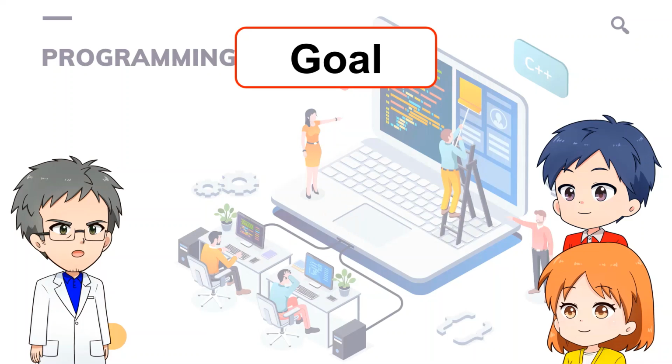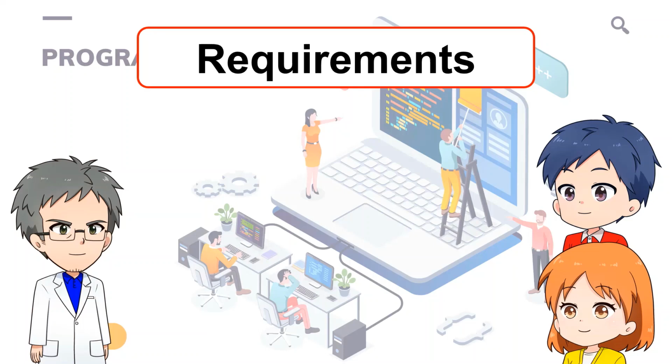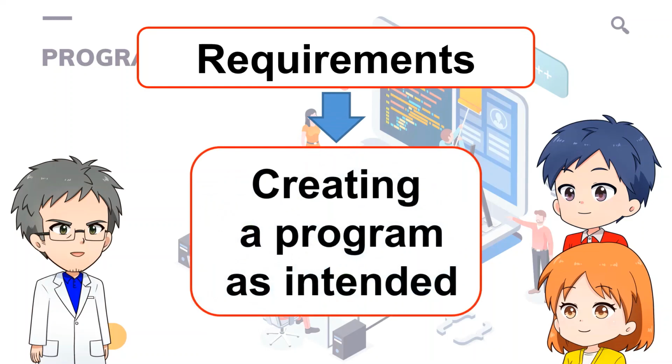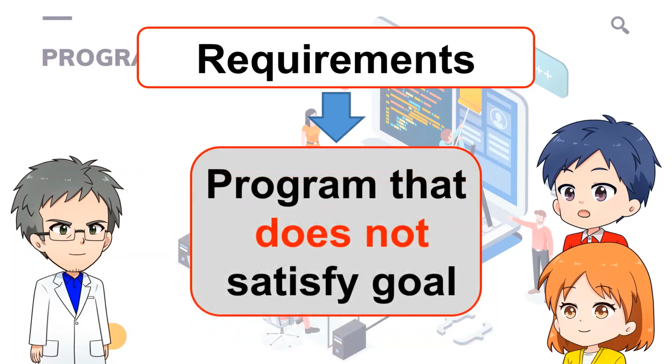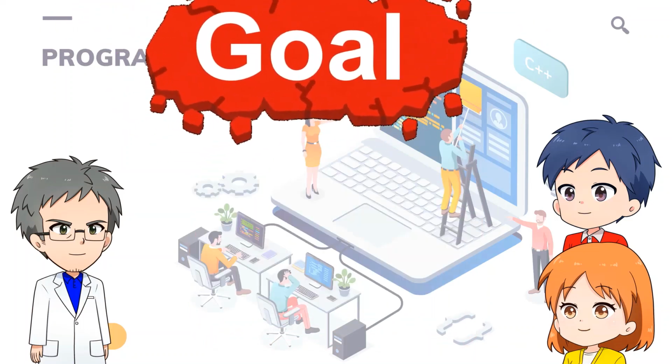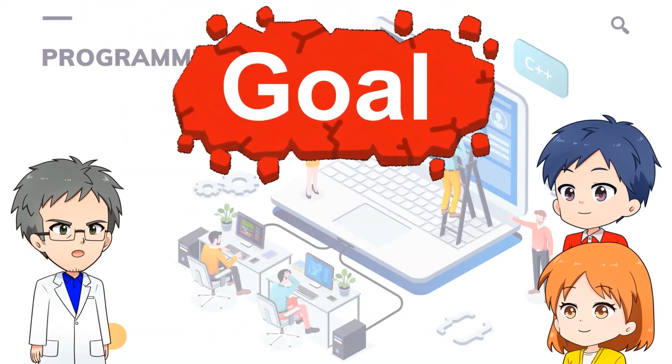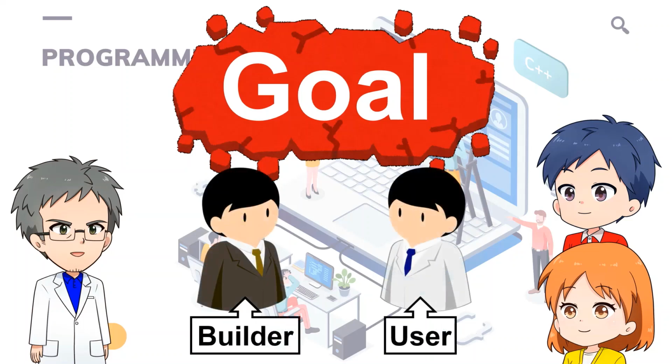Those are called the requirements of the program. The word might be difficult, but I think I get the meaning. The requirements are set so that the program can be created as intended. Are there cases when the created program doesn't match the goal? Yes, there are. Wait, that's not good. Why isn't the program as intended? Sometimes the thoughts of the person making the program and the person using the program don't match.